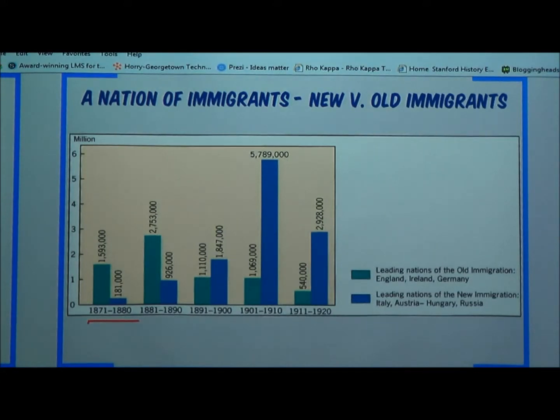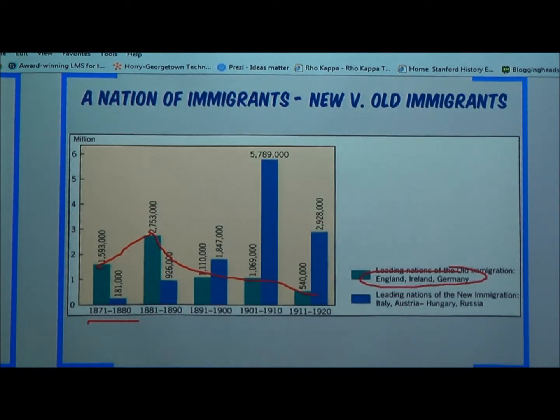The green means old immigrants. That is, people from Ireland and England and Germany. They tended to be white. They tended to come from more affluent or wealthier families. They tended to be educated. And we have about 1.5 million coming in this 10-year period, 2 million and 2.5 million in this 10-year period until 1890. Then it kind of tails off.